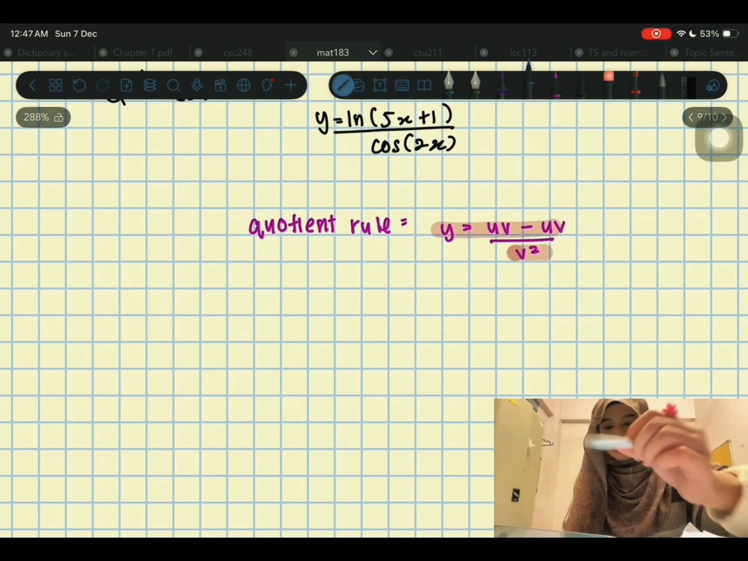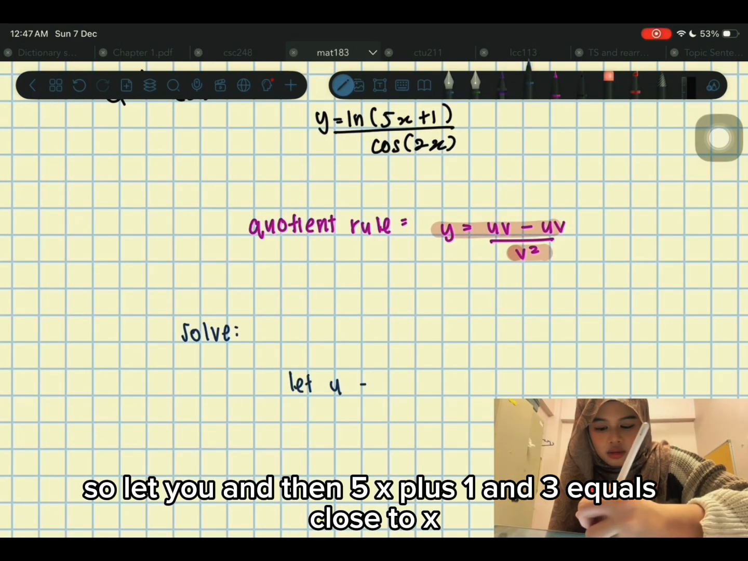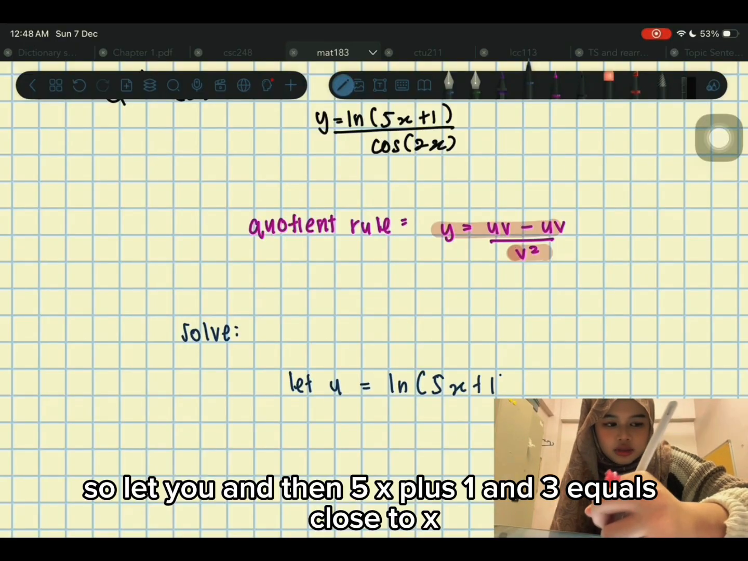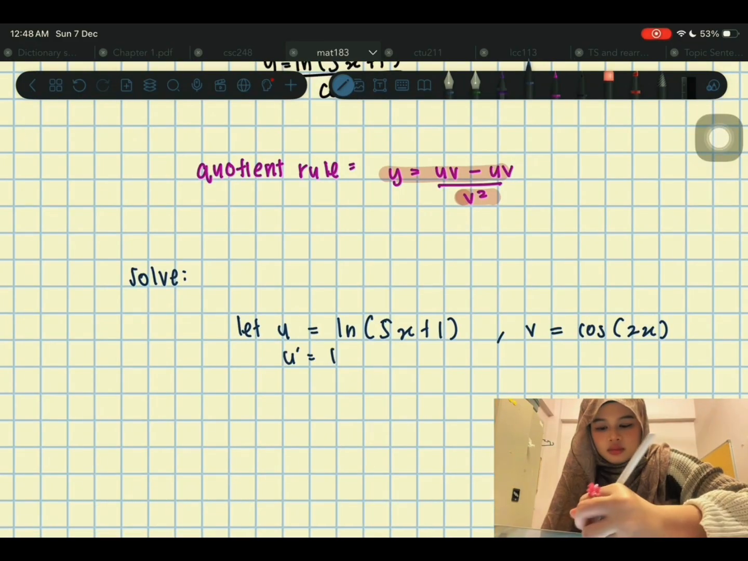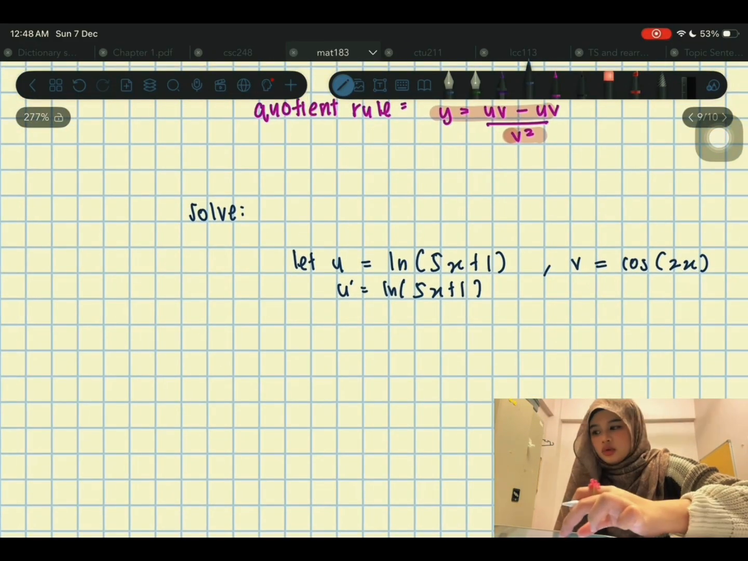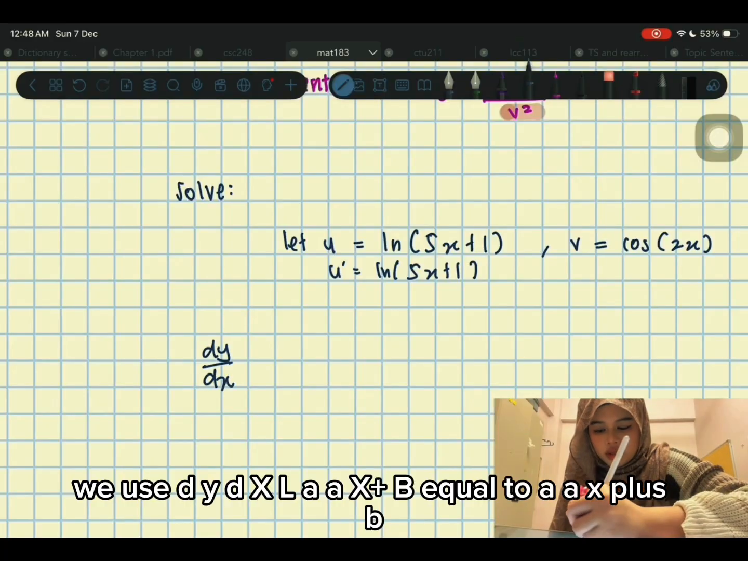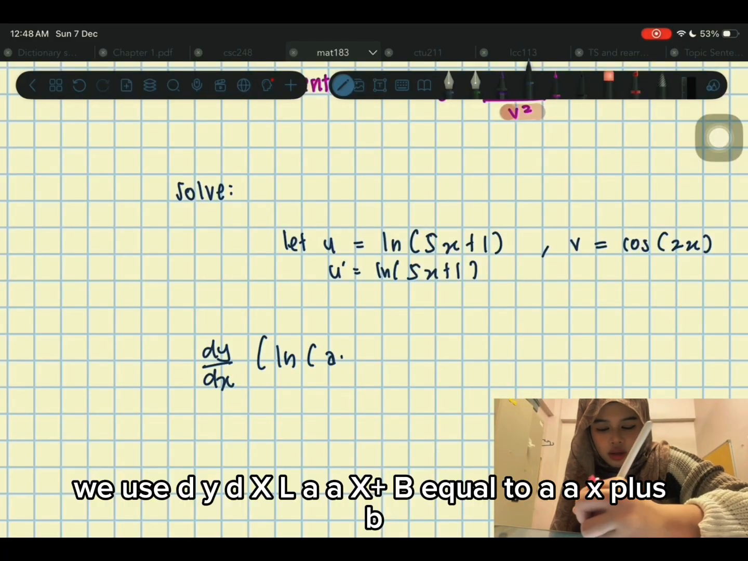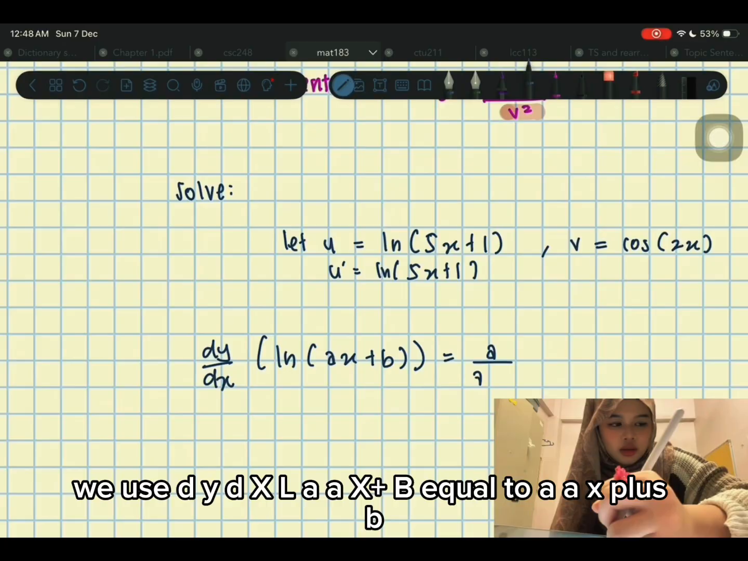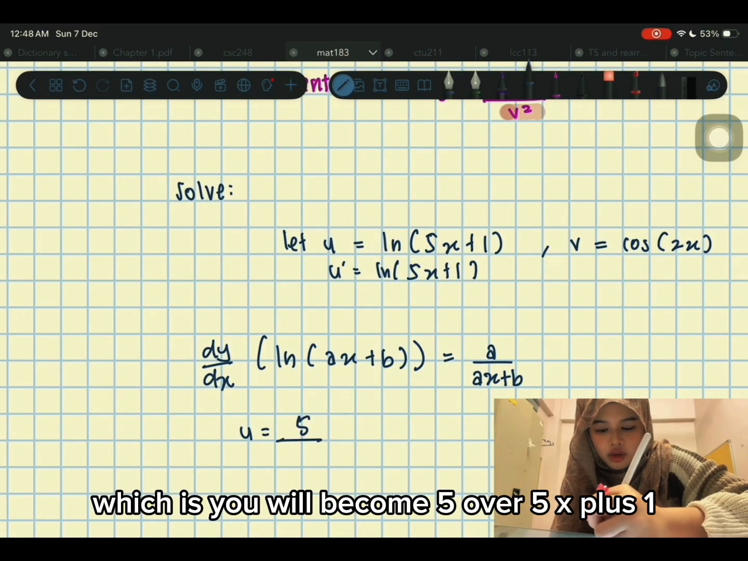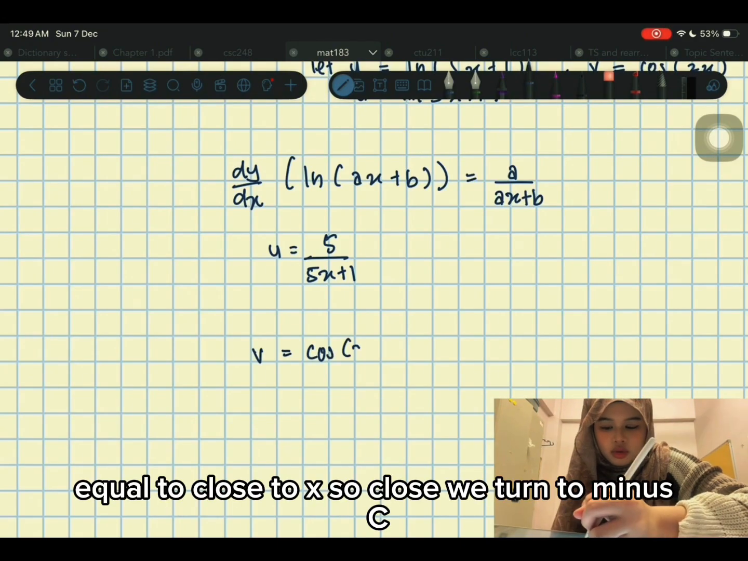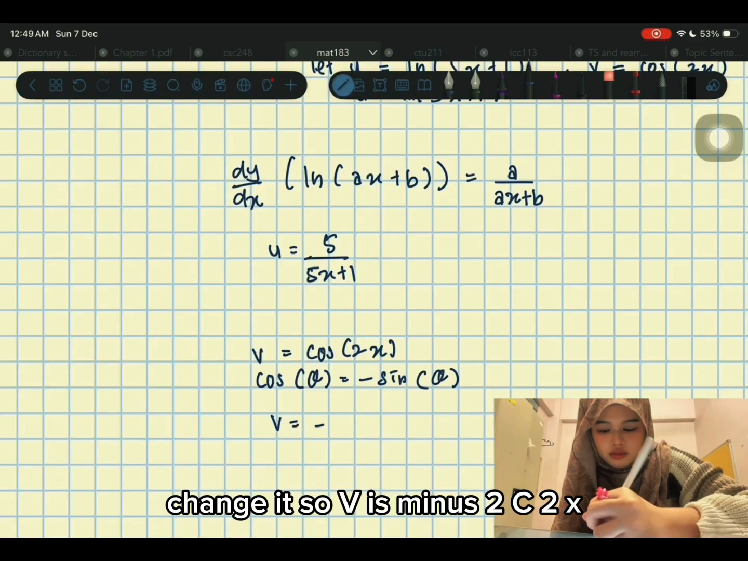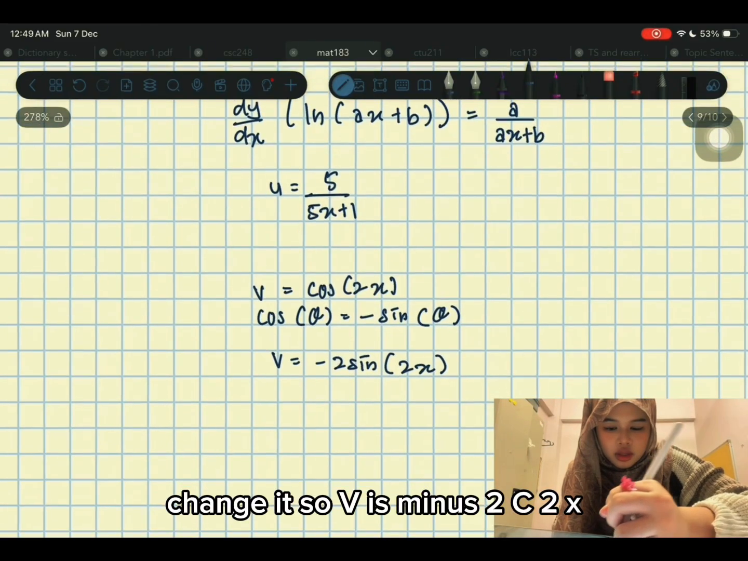Look at question 1b. We use the quotient rule, which is y' equal to (u'v minus uv') over v squared. So let u equal ln(5x plus 1) and v equal to cos 2x. To differentiate u, we use the rule for the derivative of ln(ax plus b), which is a over ax plus b, so u' will become 5 over 5x plus 1. And to differentiate v equal to cos 2x, cos turns to minus sin, so v' is minus 2 sin 2x.